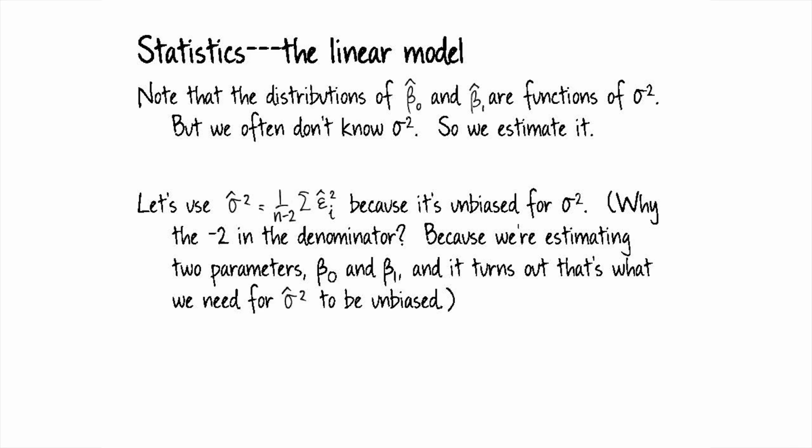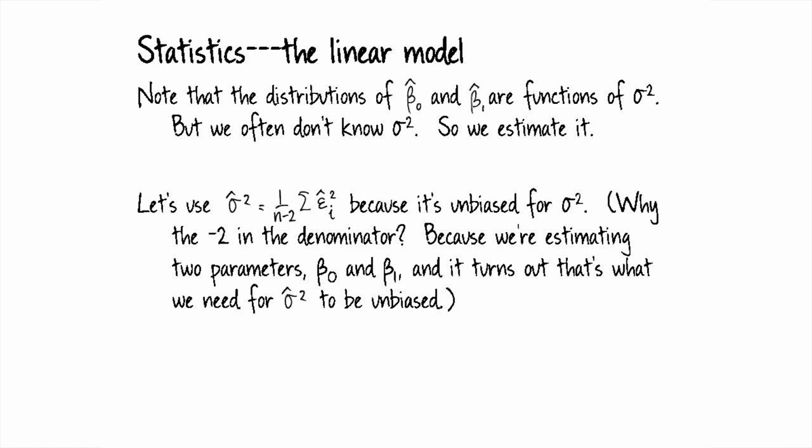Okay, one loose end. Note that the distributions of beta naught hat and beta 1 hat are functions of sigma squared. That is the error variance. We often don't know the error variance. Why would we know the error variance? So we estimate it. Okay?